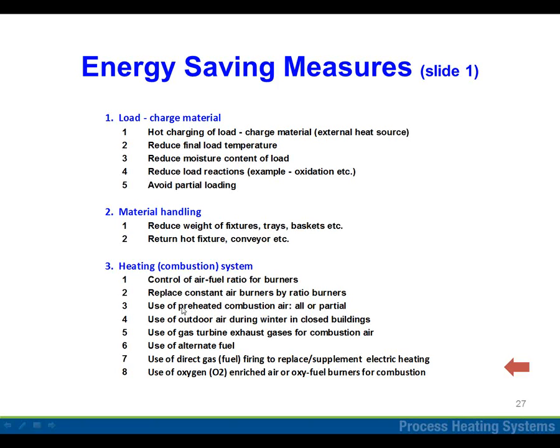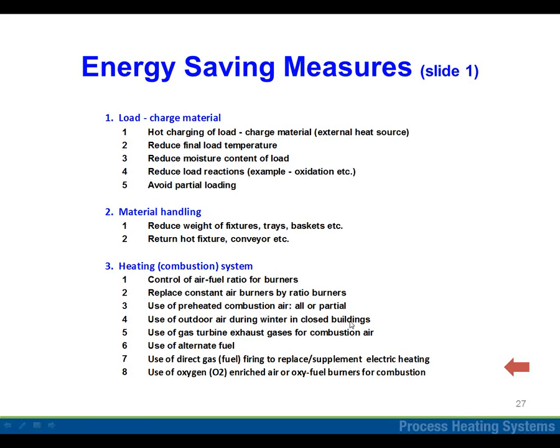Change from constant air to ratio burners. Number three, which is really important, is use of preheated combustion air. Most people try to do that as much as possible, but not enough. With the gas prices down, people kind of take a look at it and say, why do I spend money on a recuperator? For more than one reason, and we will discuss those in the classroom itself.